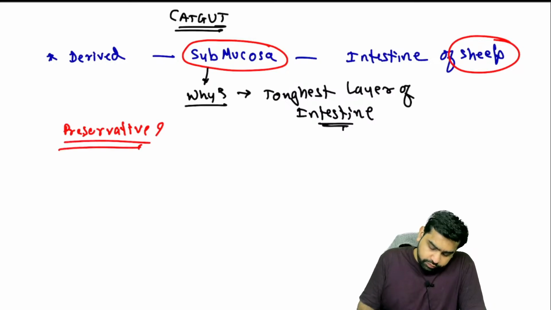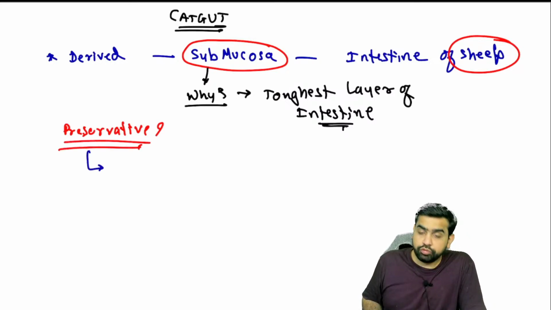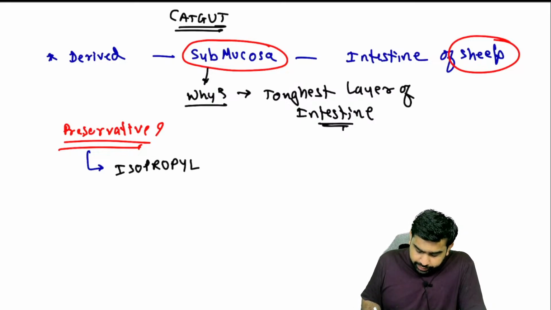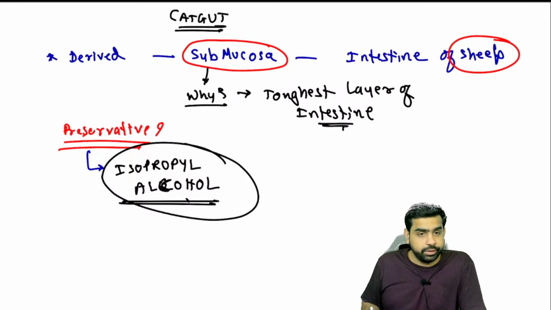What is the preservative which you basically use for this? The preservative which you use for this catgut suture is isopropyl alcohol. So isopropyl alcohol is the preservative which we use for the catgut suture.